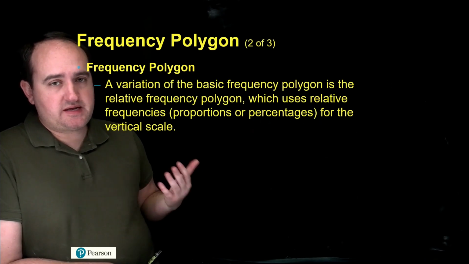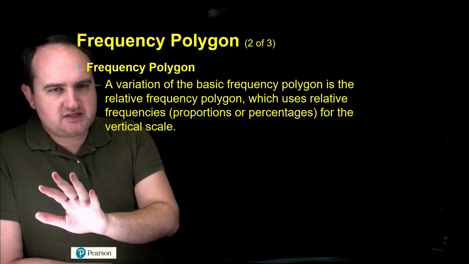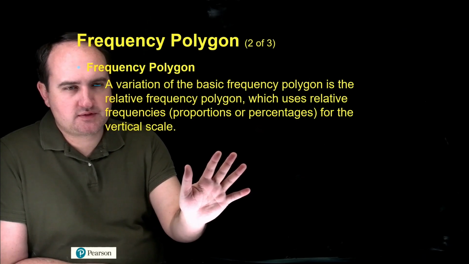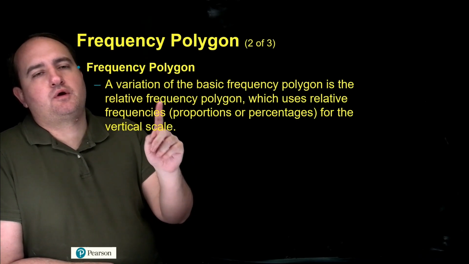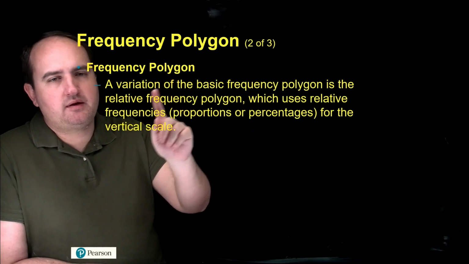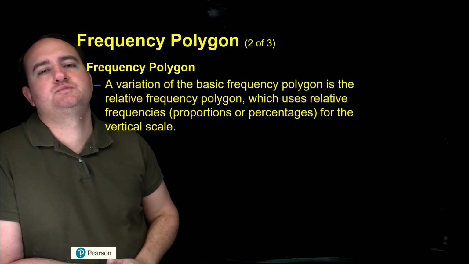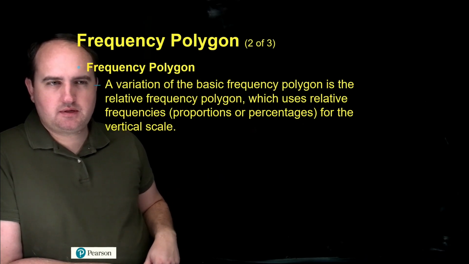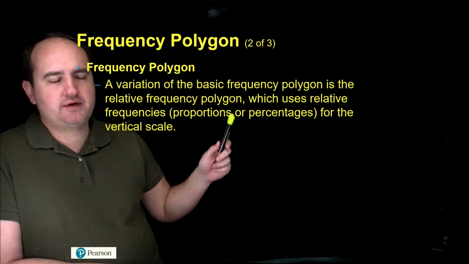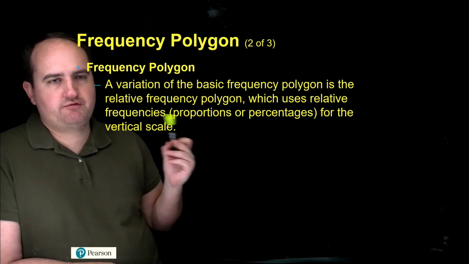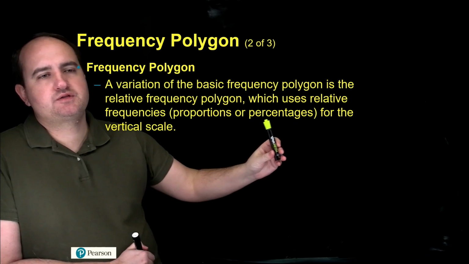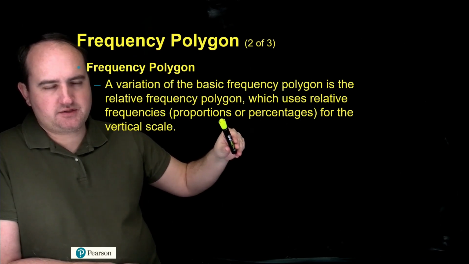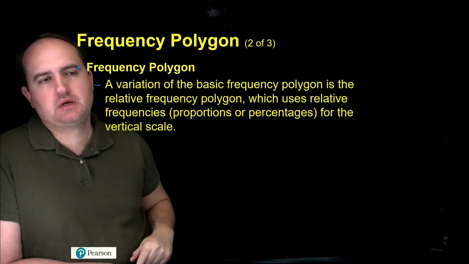And then also, just the same way we had a frequency table and a relative frequency table, or a histogram and a relative frequency histogram, there's also a regular frequency polygon, and then there's the relative frequency polygon. So you can construct those as well. And the only difference, just like with the histograms, is that a relative frequency polygon is going to use relative frequencies, which are usually represented as percentages, but also more rarely as decimals or fractions, aka proportions, for the vertical scale.